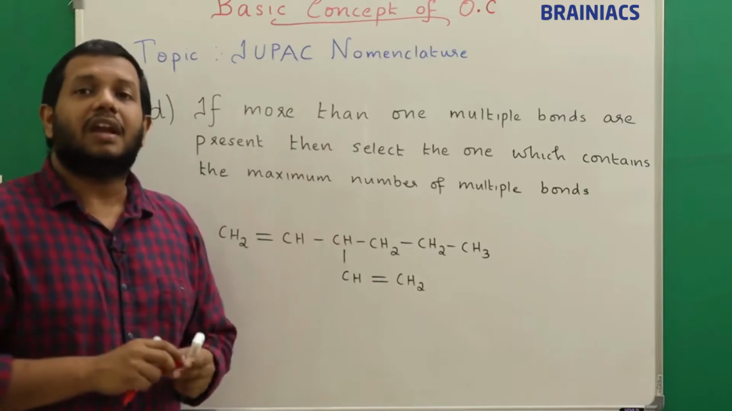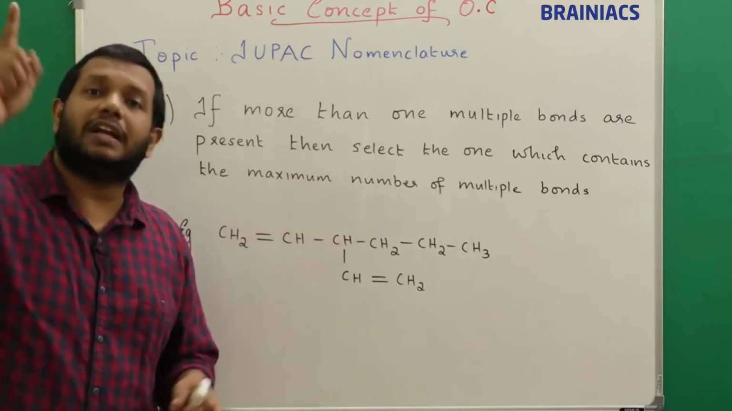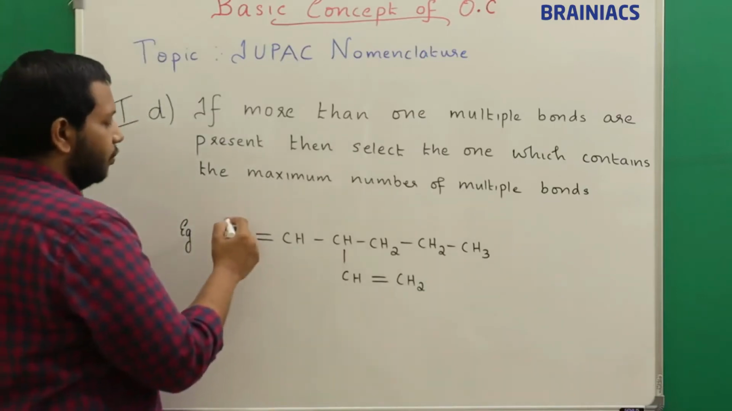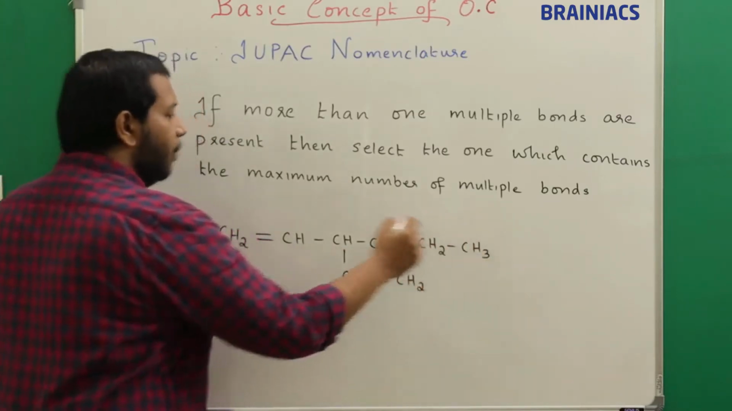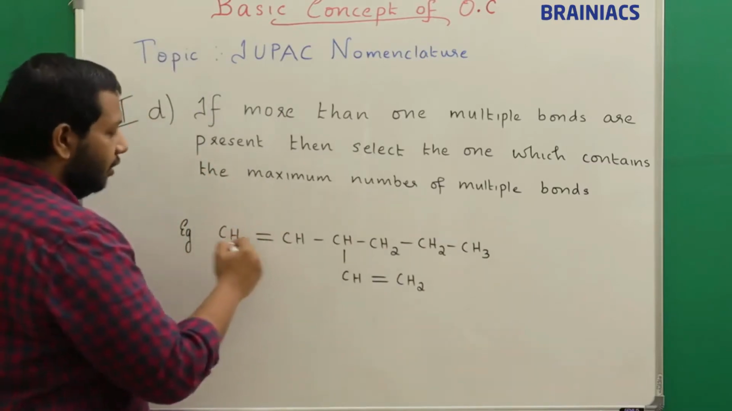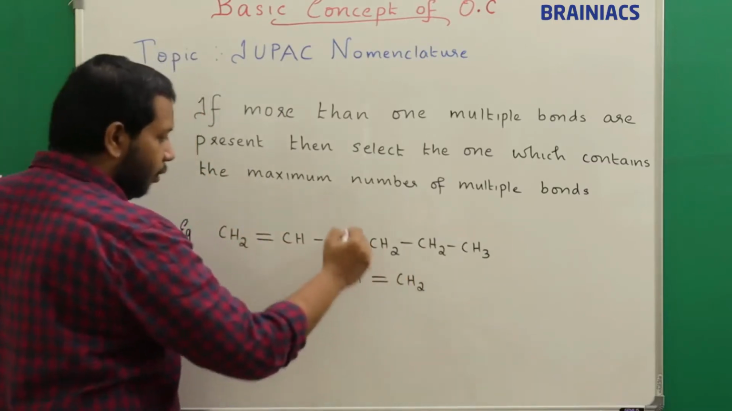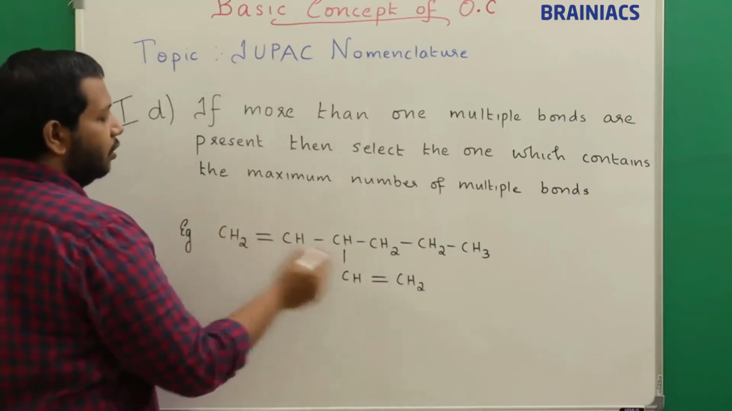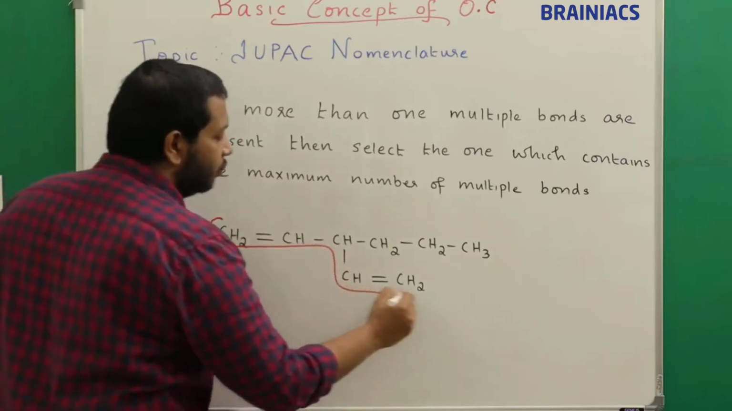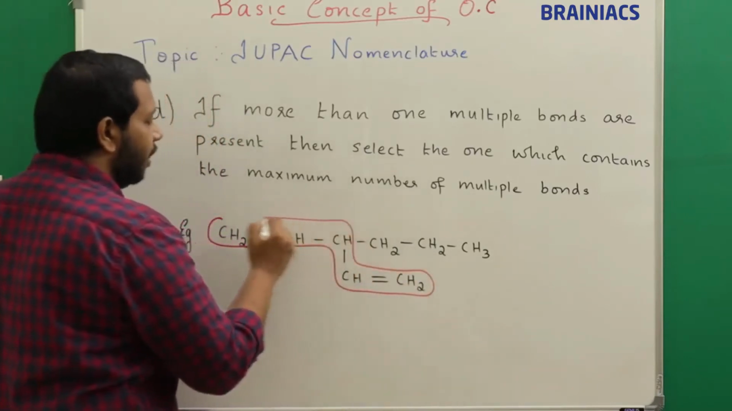This rule is saying try to choose the path which contains the maximum number of double bonds. So maximum number of double bonds means if I go in this path, how many double bonds will be there? Only one will be there, correct? But if I go in this path, like this, then what will happen? 1, 2, two double bonds are there. So my principal chain should be which one? This one should be my principal carbon chain.